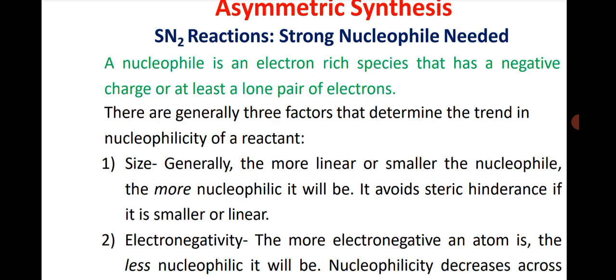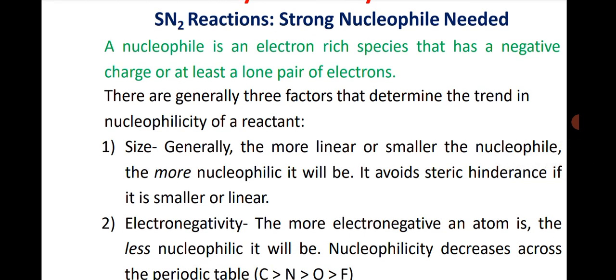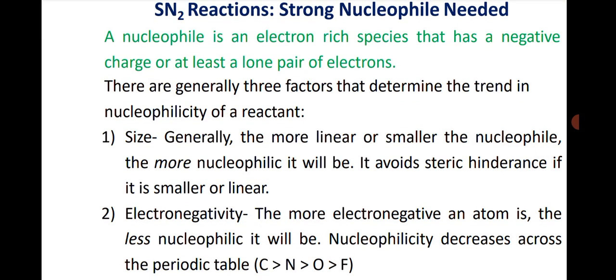The first factor is size. The more linear or smaller a nucleophile is, the more nucleophilic it will be. It avoids steric hindrance if it is smaller or linear. That means if an atom or a group of atoms is small, or the nucleophile is linear, it can easily attack the substrate without interacting with the steric hindrance of the bulky group of the substrate.